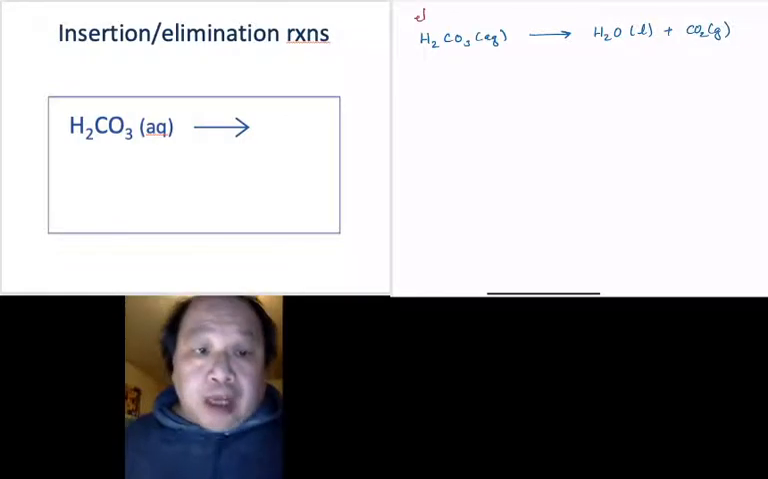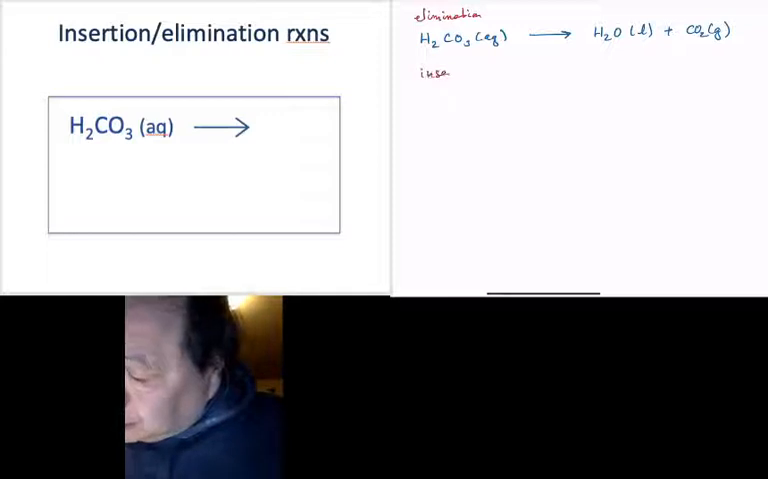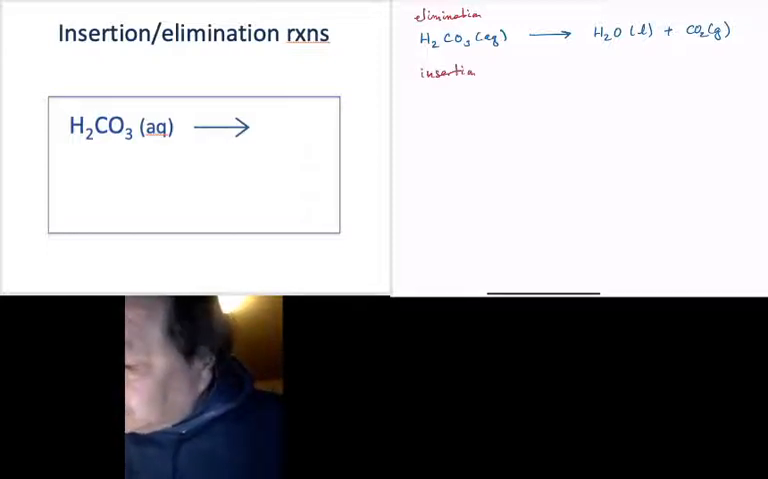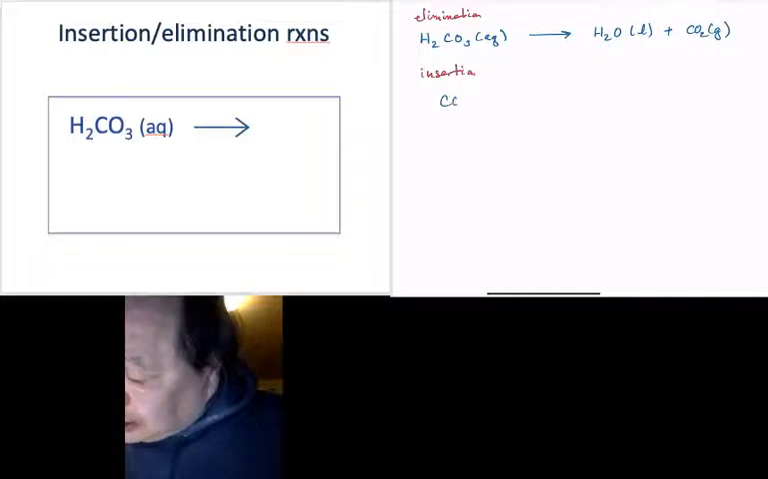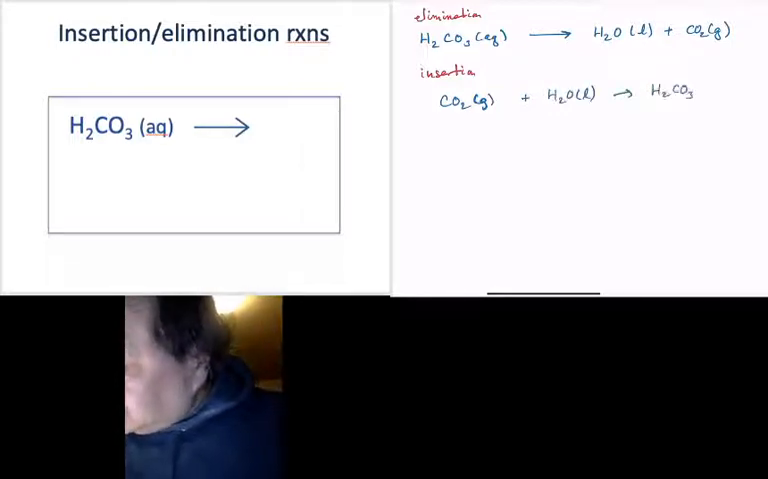The reverse reaction also occurs, which is the insertion. If you've got CO2 gas and you put it in water, it goes to H2CO3, carbonic acid.